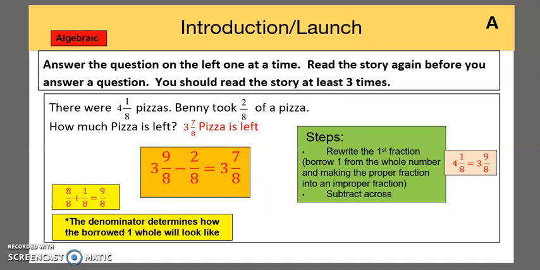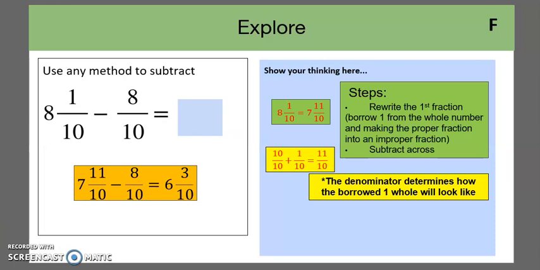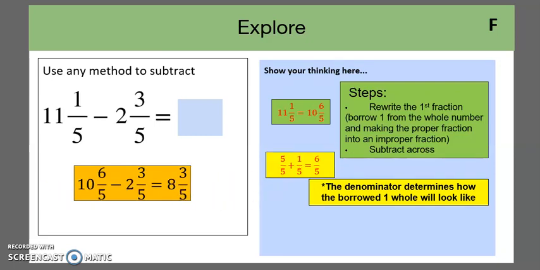I'm going to provide two more examples. Here's one example, and we again use the same 2 steps, and it's important for us to write down a few steps for students to follow in order for them to make sense of how to work through the problem. And here's another example.